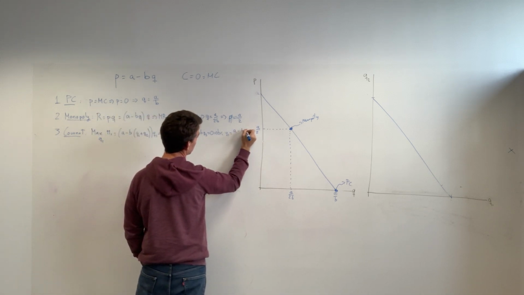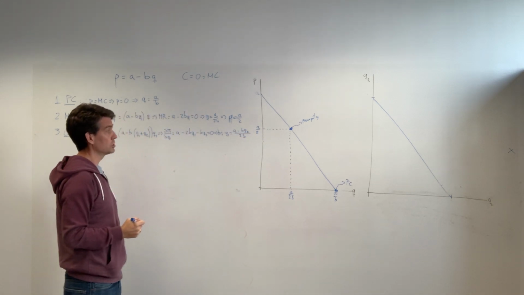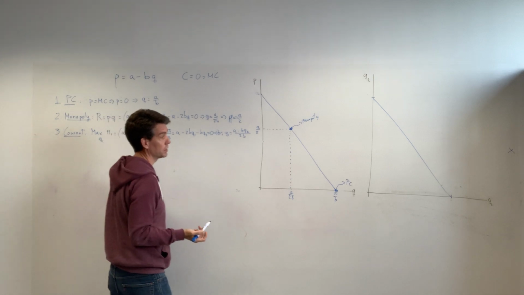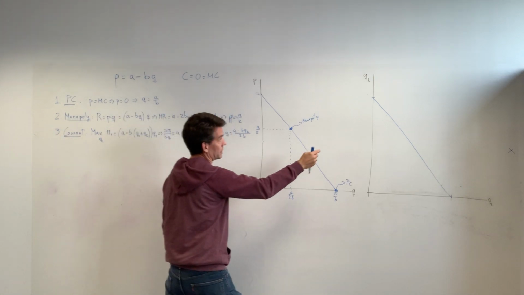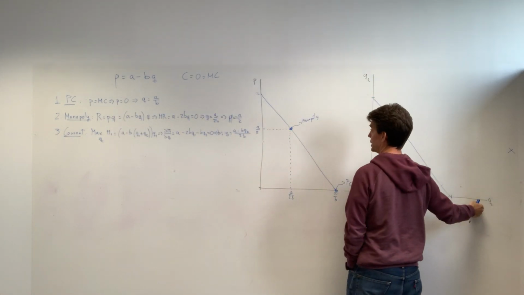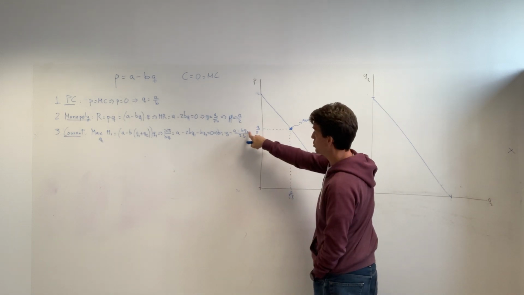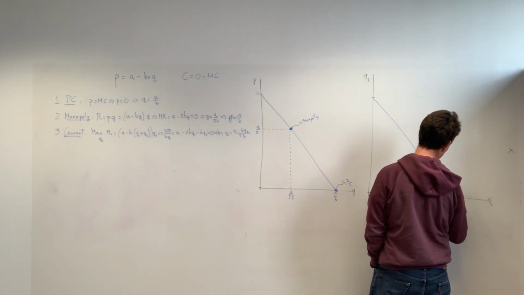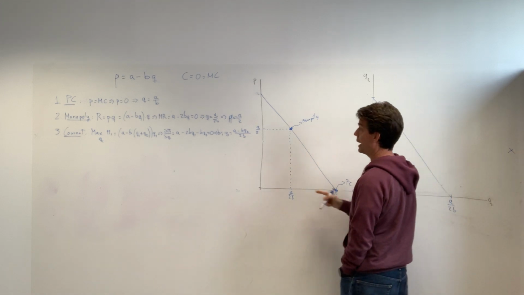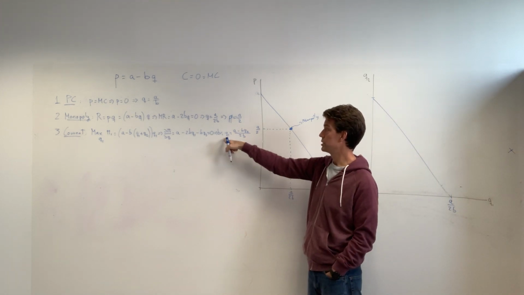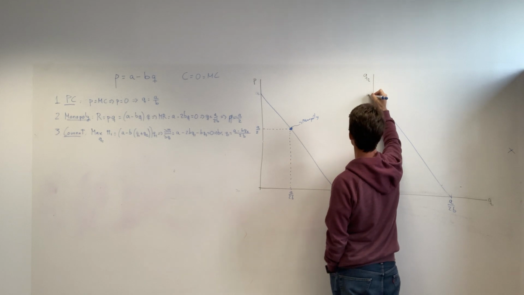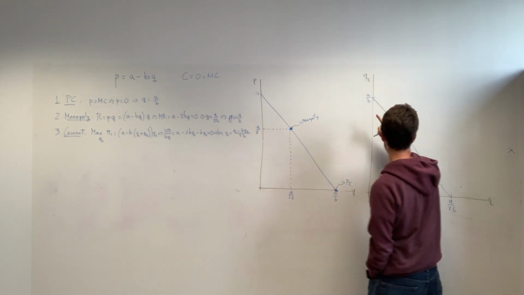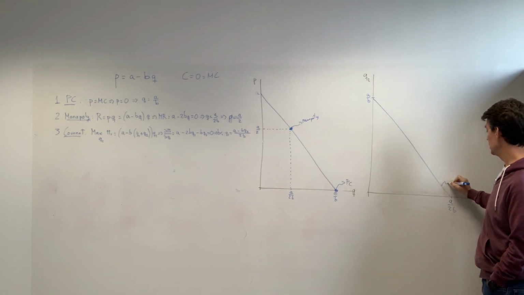A minus B Q2 divided by 2B. And of course, the best response function, so we can draw that actually. If this is Q2 and this is Q1, if Q2 were 0, Q1 would become A divided by 2B. And if Q1 was 0, this goes to the other side, so Q2 will be equal to A divided by B. This is the best response function.